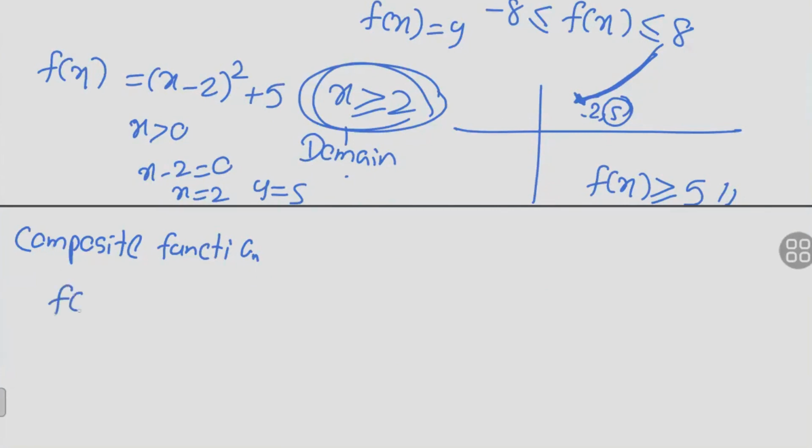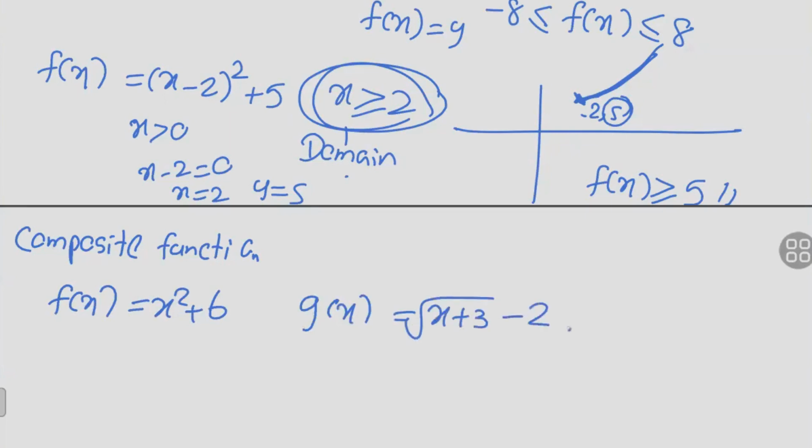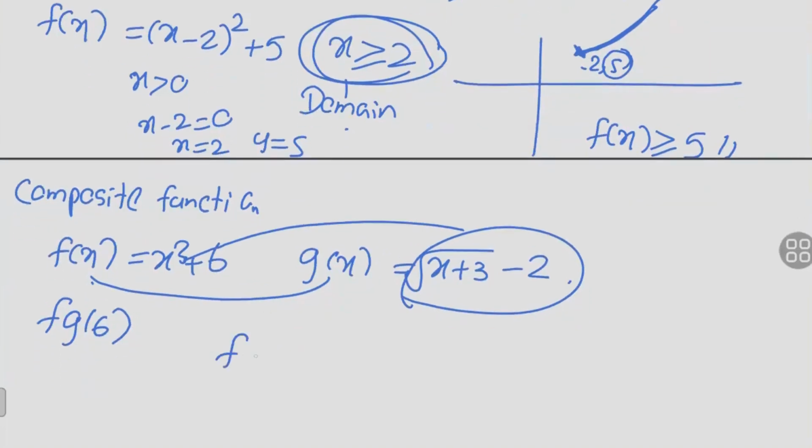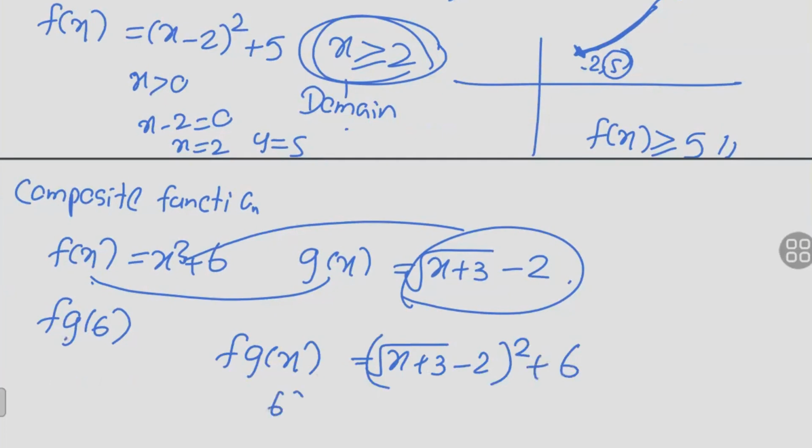Let's say f(x) = x squared plus 6 is one function, and g(x) = square root of (x plus 3) minus 2 is another function. If they ask you to find fg(6) or something, you can combine these two. This whole thing can be combined here, right? So first you write fg(x) as (square root of (x plus 3) minus 2) whole thing squared plus 6, then you can substitute 6 and get the answer.